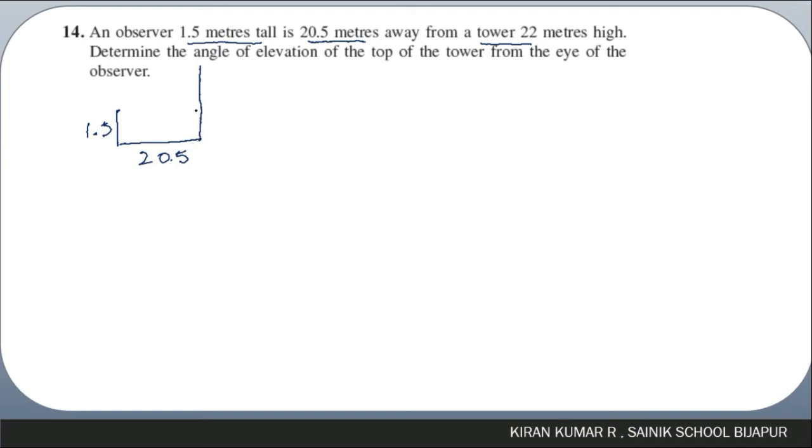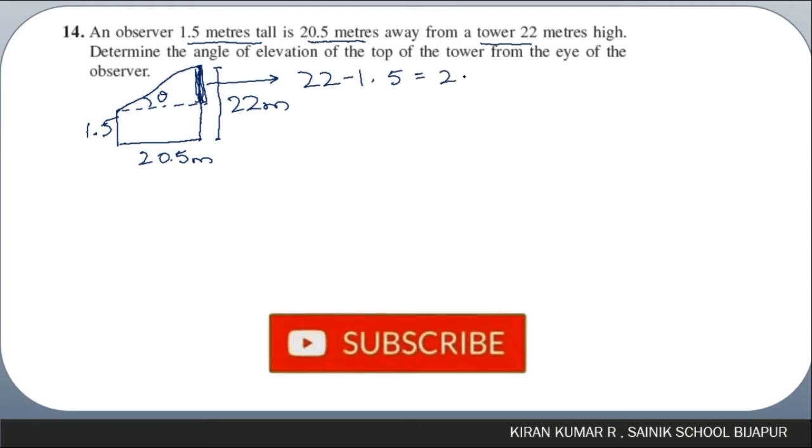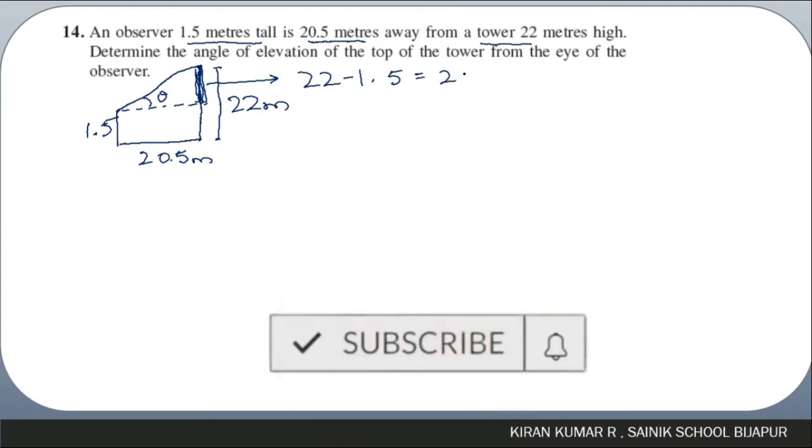Here is the tower. The observer is observing the top of the tower and he is making some angle of elevation. Let me call the angle of elevation theta. They have given the height of the tower to be 22 meters. Now observe, 1.5 meter I need to subtract here so that I'll get the opposite side of angle theta. What will be this distance? This distance will be 22 minus 1.5, which is 20.5.